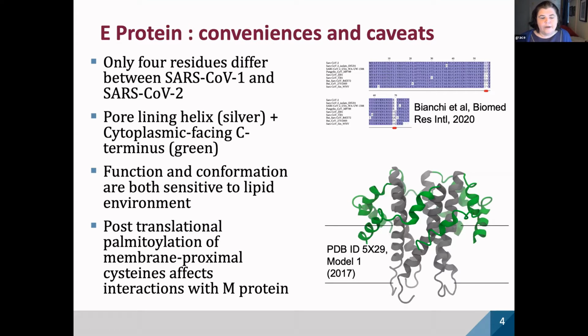There is also post-translational addition of palmitic acid to these membrane proximal cysteine residues, which are up here. And so those may also affect interactions with the M protein, as there is some evidence that shows that for SARS-CoV-1, and those are not included in structures.